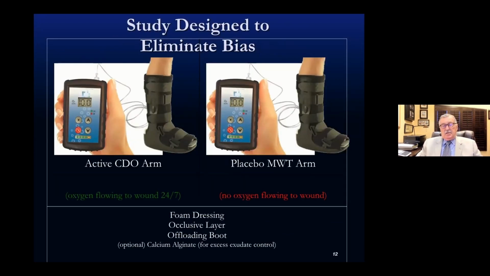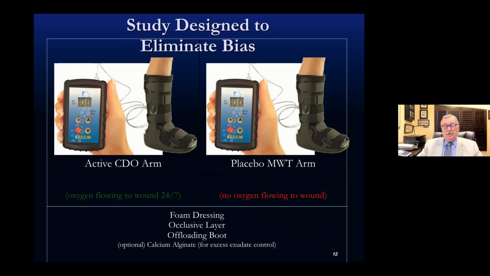So this is a study, a beautifully designed study. The box is the oxygen generating system. It takes room air and converts it into 100% oxygen delivered through tubing into a dressing. With the study, both the control and the treatment arm had the generators. The placebo obviously was not generating oxygen, but neither the patient nor providers knew which was the active system and which was the placebo system.